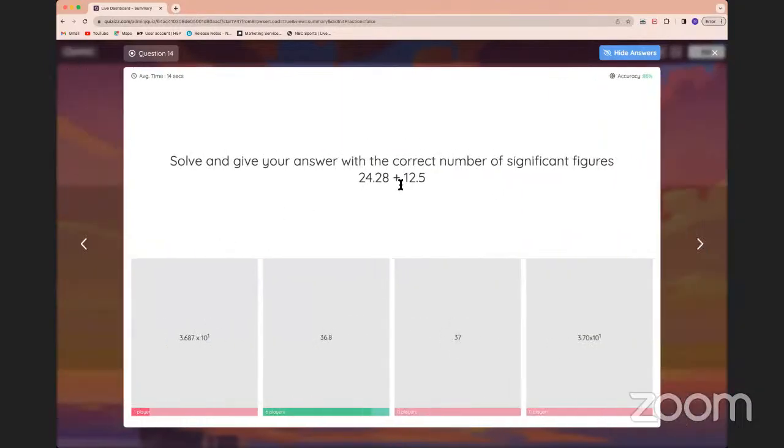Now here is addition. Again, the rule for addition is you look at decimal places. So the first number has 2 decimal places. The second number has 1 decimal place. So the answer is going to have 1 decimal place because it cannot be more precise than the least precise measurement. And if you look at the answers here, only this answer has 1 decimal place, and it's therefore the correct answer.